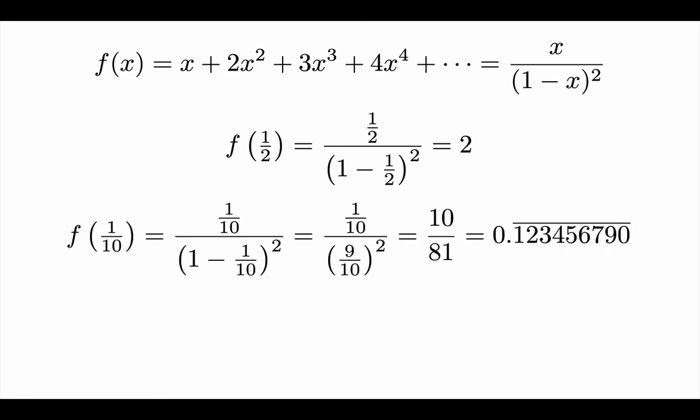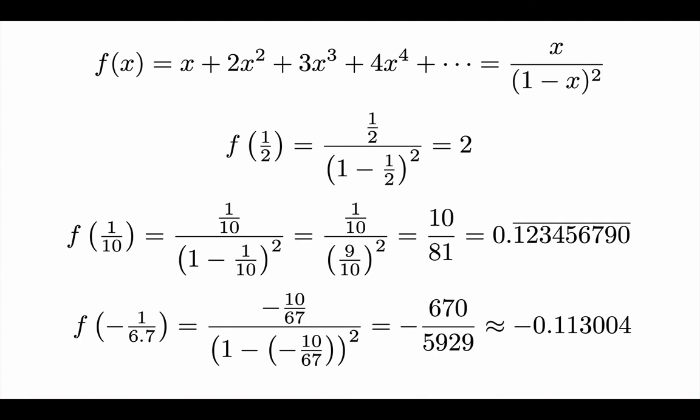What about our original one? We were looking at 1/10 plus 2/100 plus 3/1000. Well, if we substitute 1/10, then we get 1/10 over 1 minus 1/10 squared, which becomes 1/10 over 9/10 squared, and after we simplify, we get 10/81. And if you put that into the calculator, you will indeed get 0.123456790, and then that repeats 123456790, and so on.